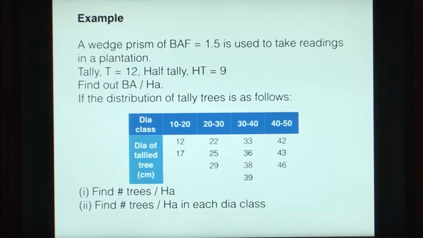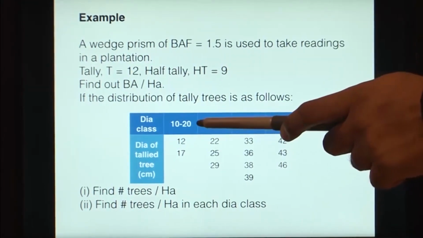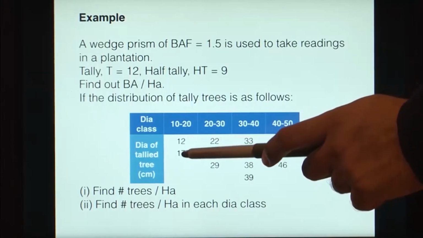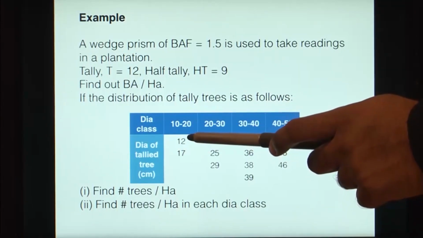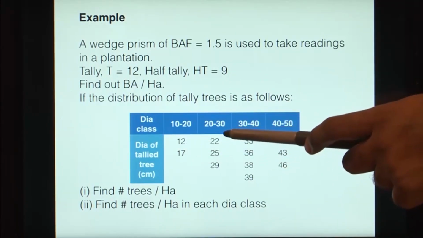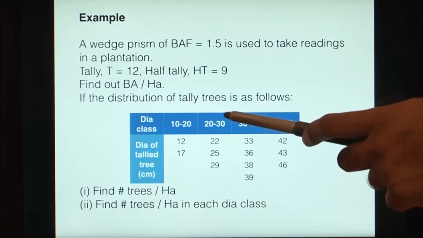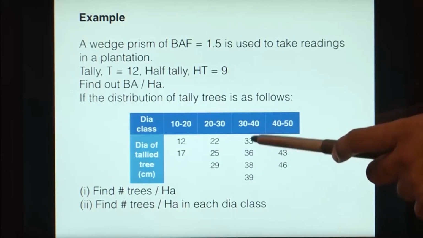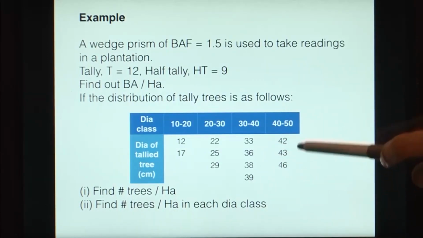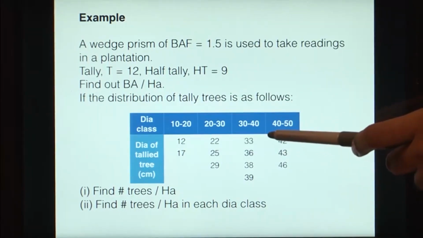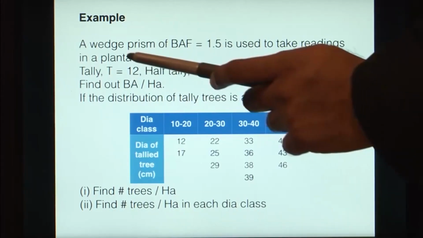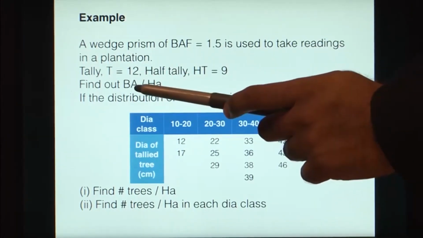Now, if the distribution of tally trees is as follows. We are given that we have a total of 12 trees. Now, these 12 trees have these diameters. So, we have the diameter of the tally tree. In this class of 10 to 20 centimeters, we have one tree of 12, one tree of 17. These are the diameters of trees falling in the 20 to 30 class. These are the diameters of trees falling in 30 to 40, and these are the diameters of trees falling in 40 to 50. What is the total number of trees? 2 plus 3, that is 5, 5 plus 4 is 9, 9 plus 3 is 12, which is equal to the tally number. So, 12 trees.